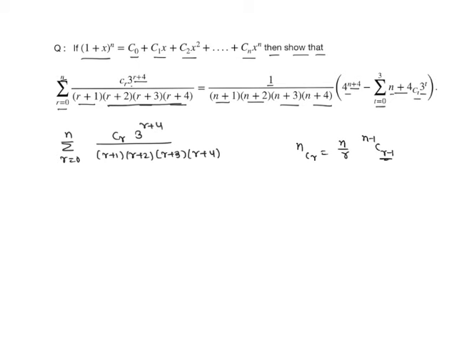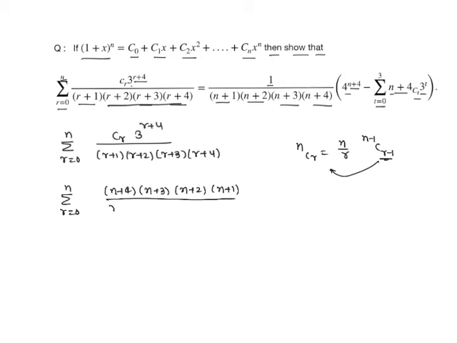Left hand side is given: sigma r equals 0 to n, nCr into 3^(r+4) divided by (r+1)(r+2)(r+3)(r+4). Now we know the property of nCr. nCr we can write as what? n by r into (n-1)C(r-1). So vice versa also true. So here we will multiply what? Sigma r equals 0 to n. We will multiply it what? (n+4)(n+3)(n+2)(n+1).